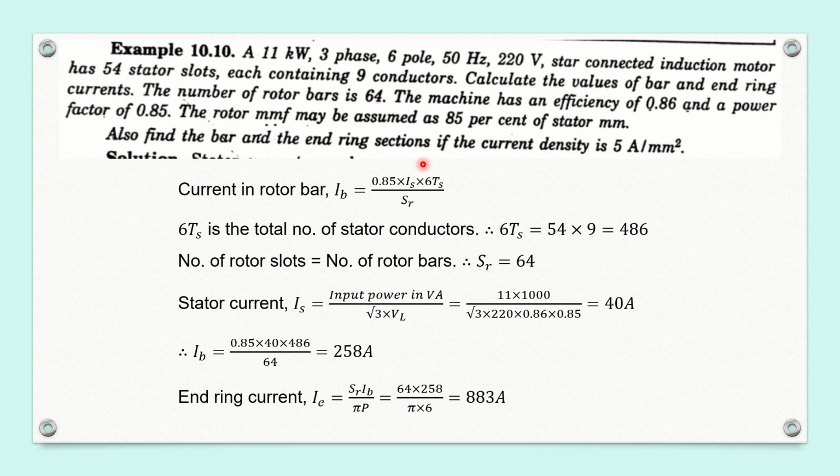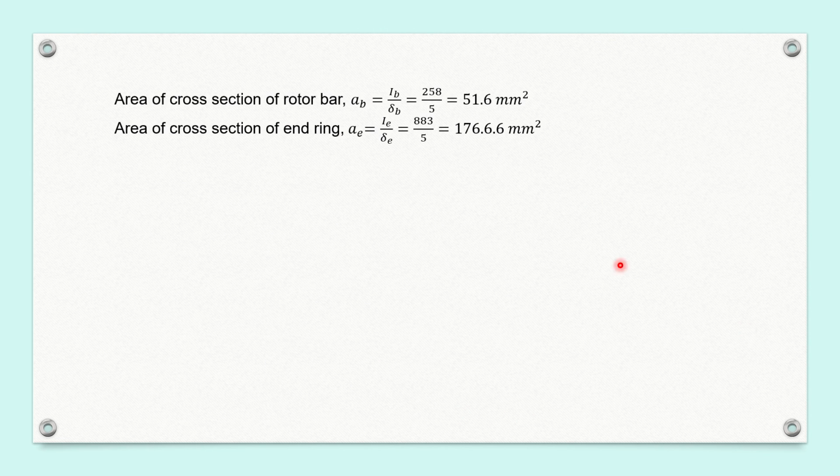Now we have to calculate the area of cross-section of the rotor bar as well as the end-ring. We know that area of cross-section can be calculated as current divided by current density. So the area of the rotor bar is equal to rotor bar current divided by current density, that is 258 divided by 5. We are substituting the value of current density in ampere per millimeter square, so 5 ampere per millimeter square. The resulting area will be in millimeter square. So we will get the area of the rotor bar as 51.6 mm square, and the area of cross section of the end ring is end ring current divided by current density, that is 176.66 mm square.